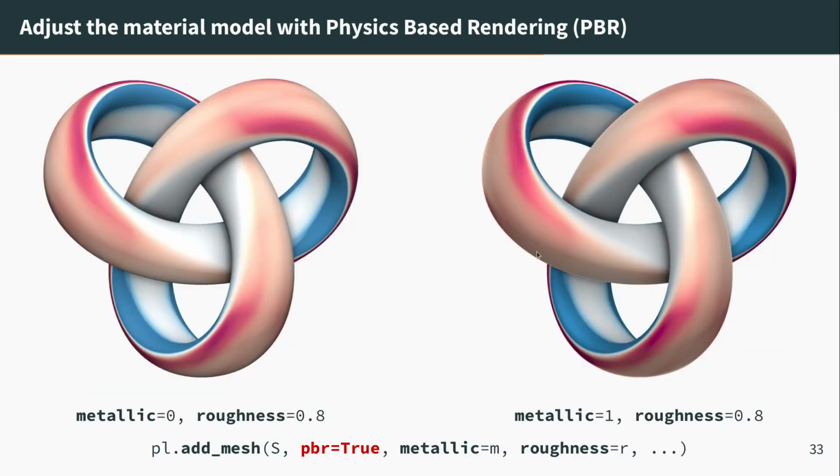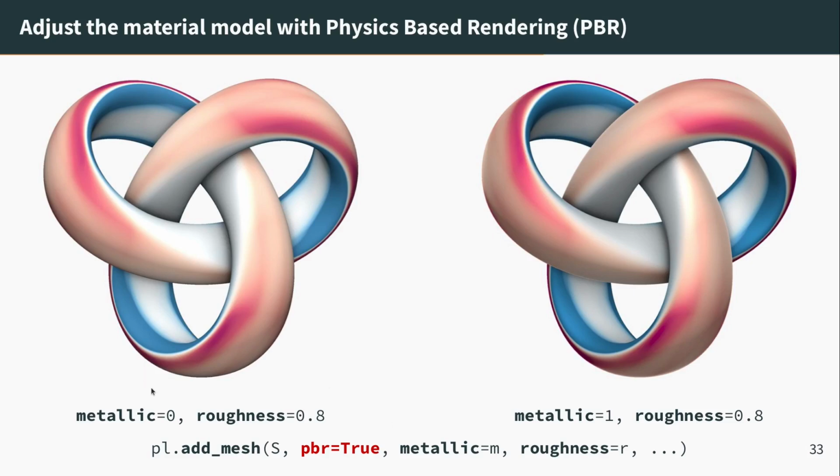Now, it's super simple to use in PyVista. The only thing you have to do is, when you add your mesh to the scene, just like you added colors, you set PBR to true, and then you specify mostly two independent parameters. The first one is metallic. The second one is roughness. Okay, I'm going to show you what this looks like.